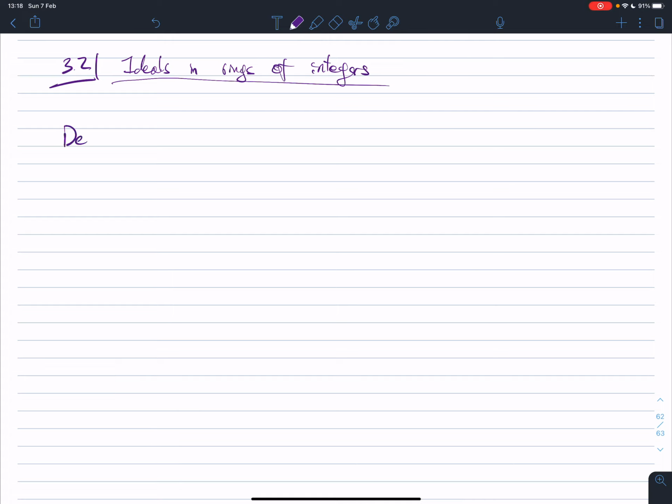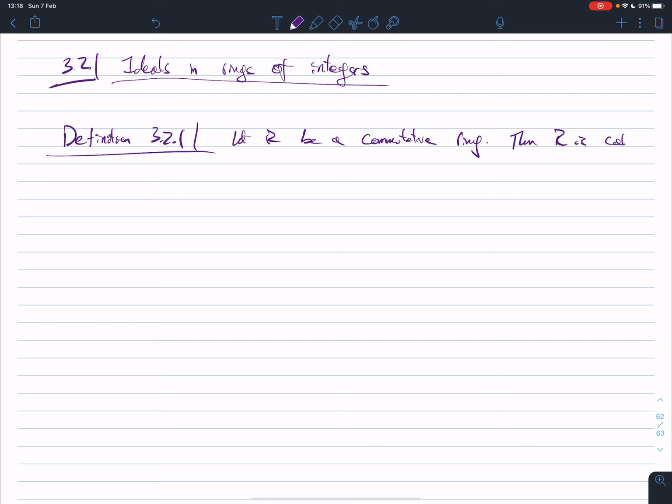Because what we're going to prove is not going to be true just for rings of integers, but for more general rings, and we're just going to study these more general rings, because, well, we might as well. So here's Definition 3.2.1. This is a reminder. You would have seen this. So let R be a commutative ring. Then R is called Noetherian if any of the following equivalent conditions hold.